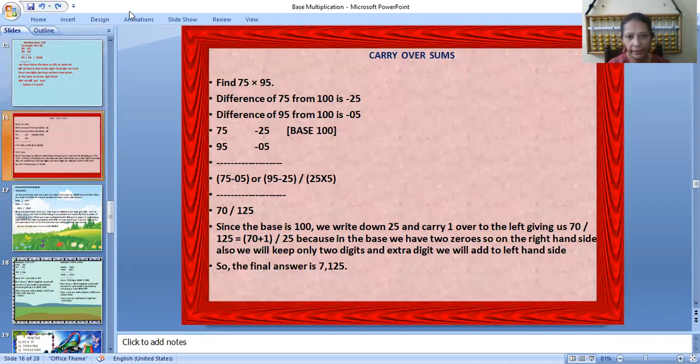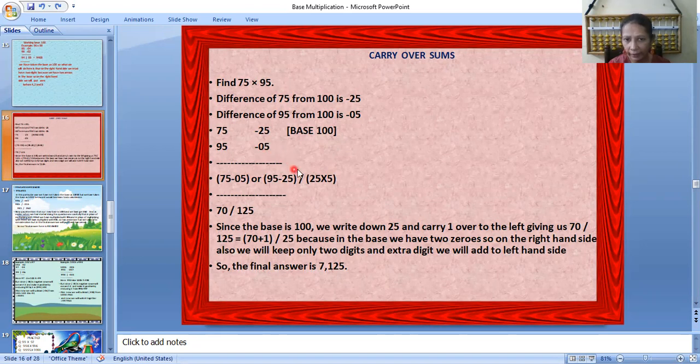This is also a very important question. You can see here, I'm going to explain it. In this question, you have to multiply 75 into 95. If you find the difference, 75 minus 100 is equal to minus 25 and 95 minus 100 is equal to minus 05. I have written minus 25 here and minus 05 here. The base, you know, is 100 because both these numbers are near the base 100. I have written it here. Now if you multiply minus 25 with minus 05, what will you get?